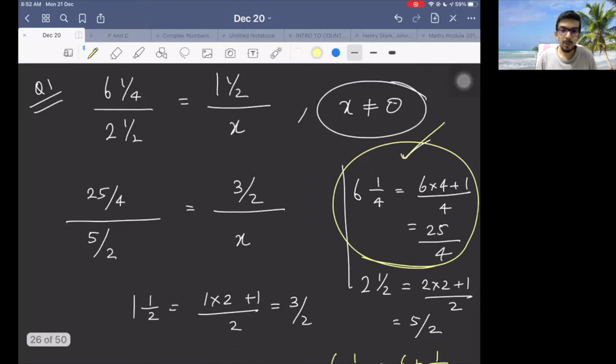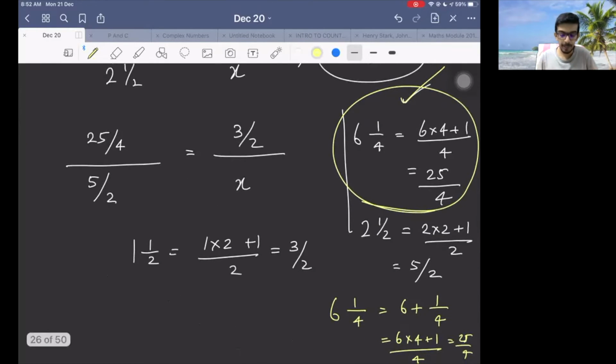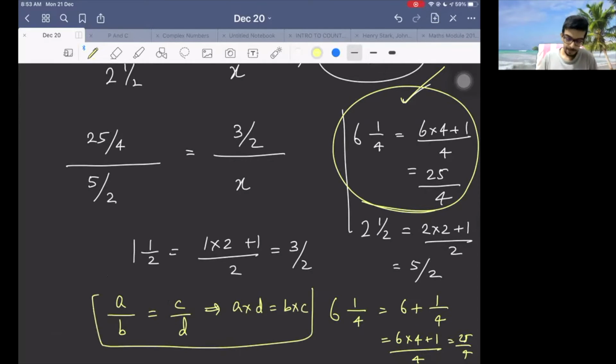How do you cross multiply? When you have something of the form a by b equal to c by d, this simply means a into d is equal to b into c. A times d is b times c. Here in India we say "into".